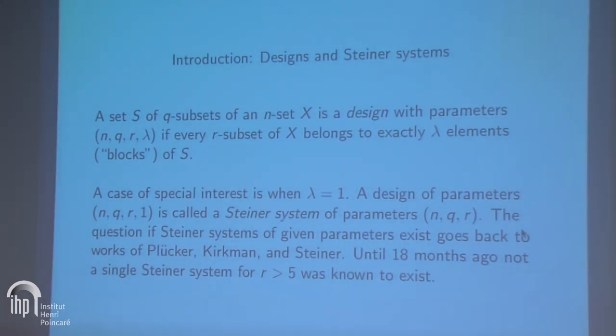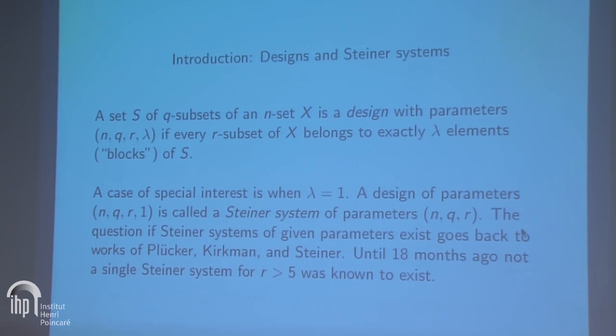So we have collections of sets of size q. Let's give an example. Say q is 11. So we have sets of size 11 from, say, a set of size 100. And every subset of size 5 belongs to precisely one such set. So this is a design. As you can see, this is a very regular object, and a special case is the case where lambda is equal to 1.